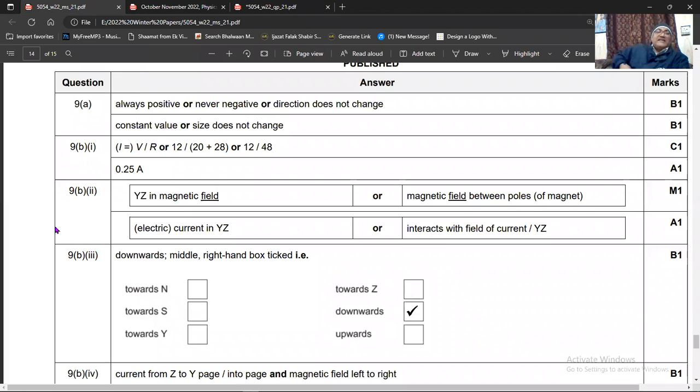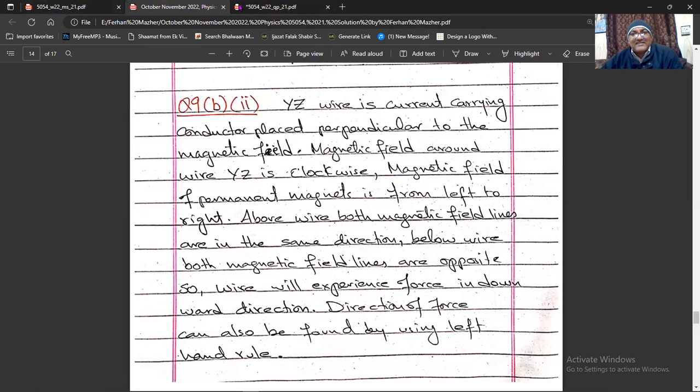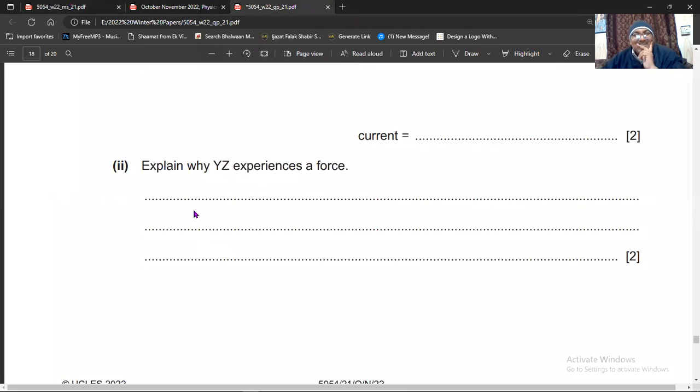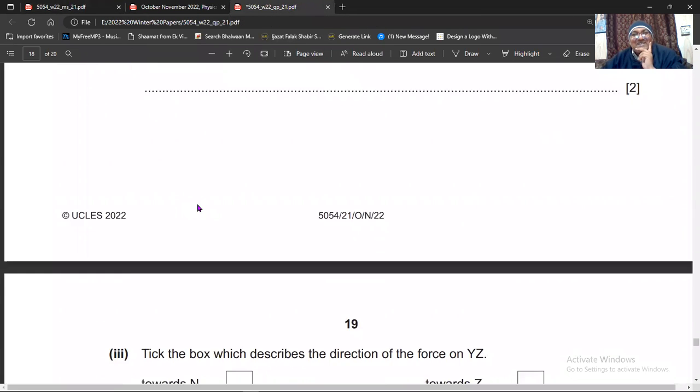So what they say is: YZ is in a magnetic field, the magnetic field between the poles of the magnets, and the electric current in the YZ creates a magnetic field which interacts with the field of the magnets, and that's why it experiences a force. So I hope my answer is right. But you have to make it a little shorter. There were only 3 lines available.